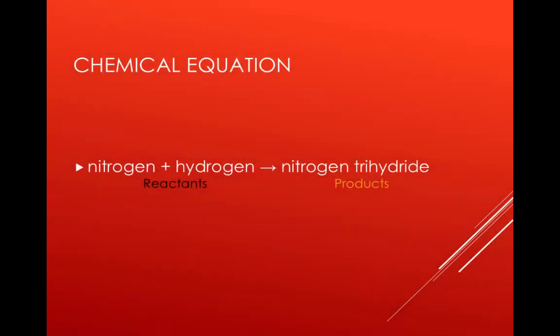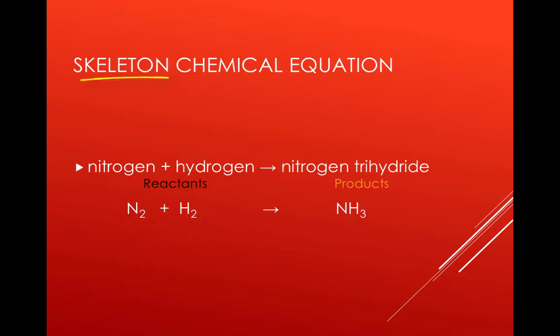A chemical equation is where we substitute the chemical formulas in for their chemical names. In this case, elemental nitrogen is N, while elemental hydrogen is H, and nitrogen trihydride is NH3. Now recall that nitrogen and hydrogen are diatomic molecules, and should be written as N2 and H2 when found as elemental atoms. This is actually called a skeleton chemical equation, as it has not yet been balanced.